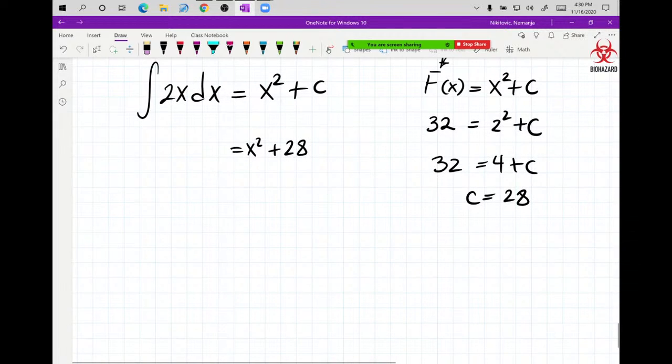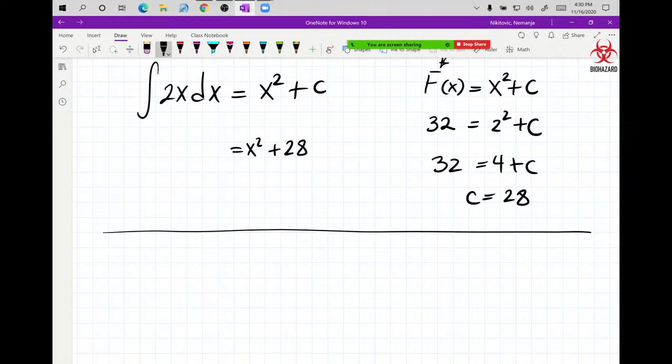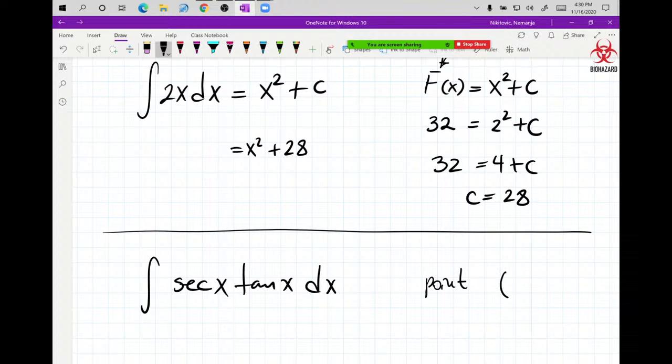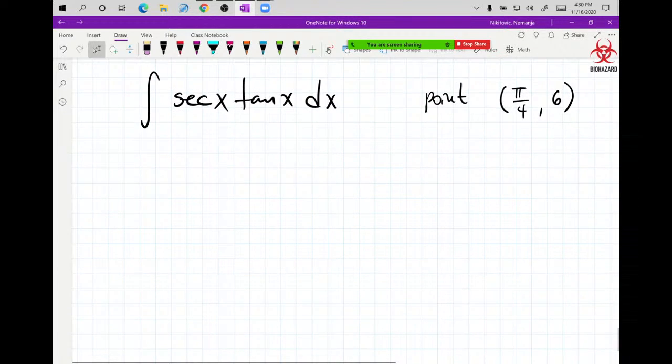All right. Let's take a look at another one of these cases. So, integral of secant x tangent x dx, and the point is, let's go pi over 4 and let's say 6. So you have to integrate and then go through all of the other hoops.